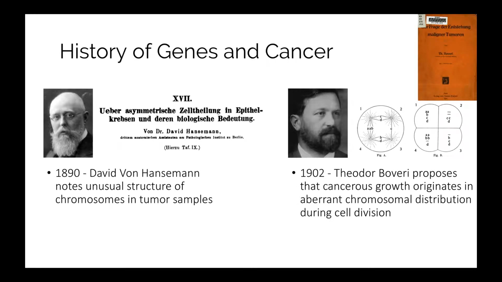Then, in 1902, Theodor Boveri, a German biologist, decided to investigate this link between abnormal chromosomes and malignant tumors. He discovered that the abnormal distribution of chromosomes that von Hansemann had found during mitosis meant that there was an unequal distribution of inherited factors, which usually hurt the individual.